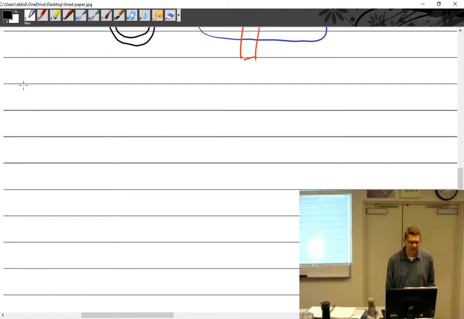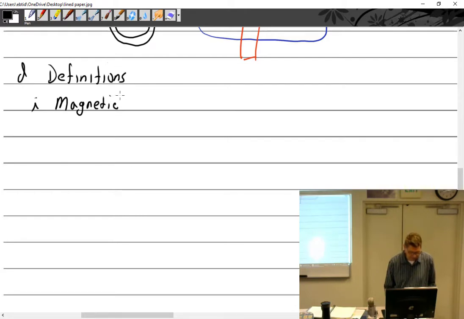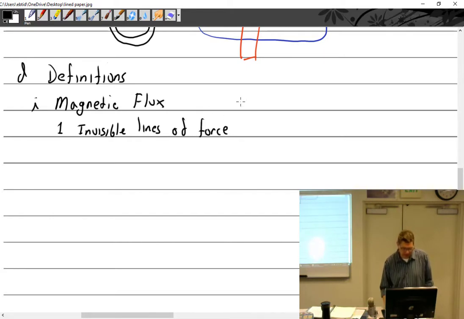Let's go with some definitions here. First we'll talk about magnetic flux. What is magnetic flux? Invisible lines of force in a magnetic circuit.